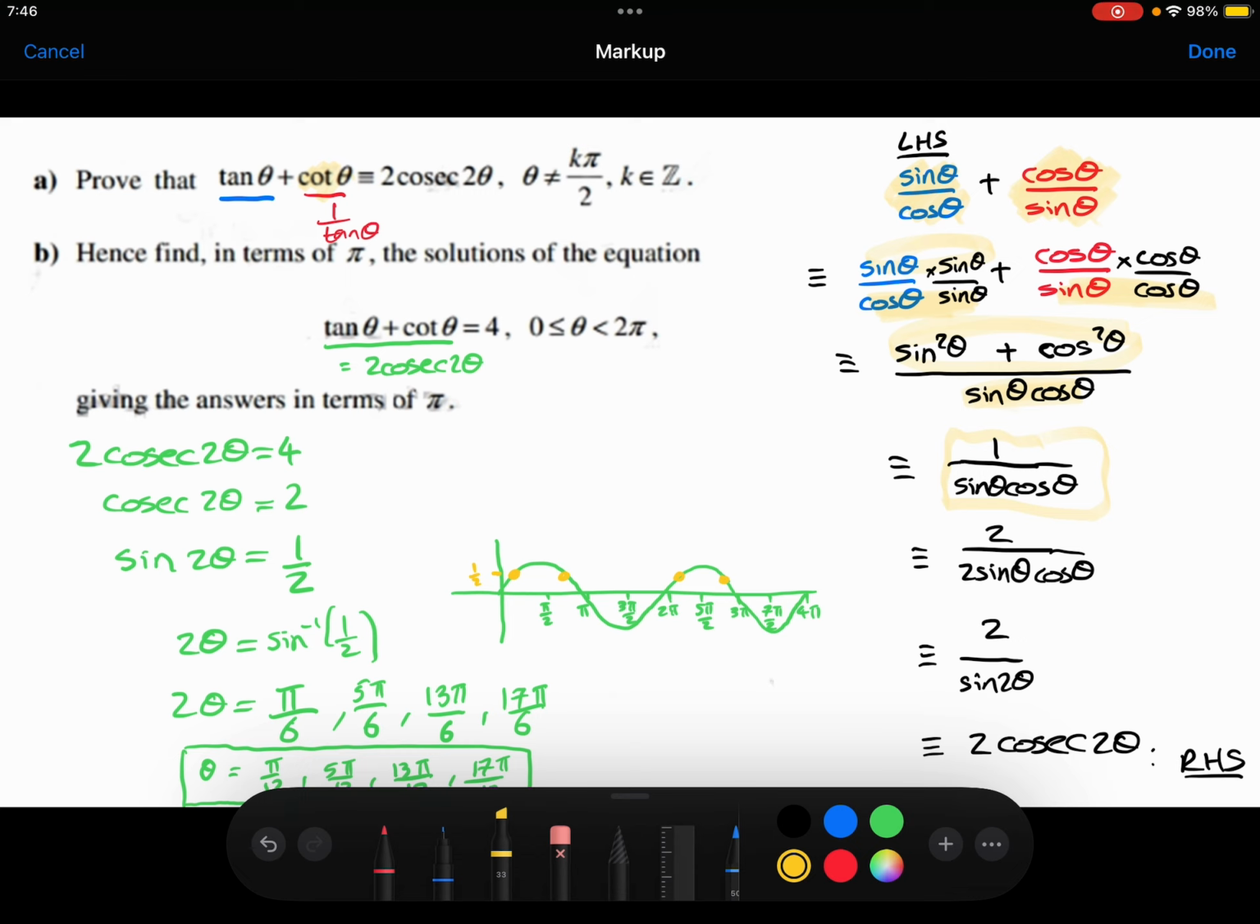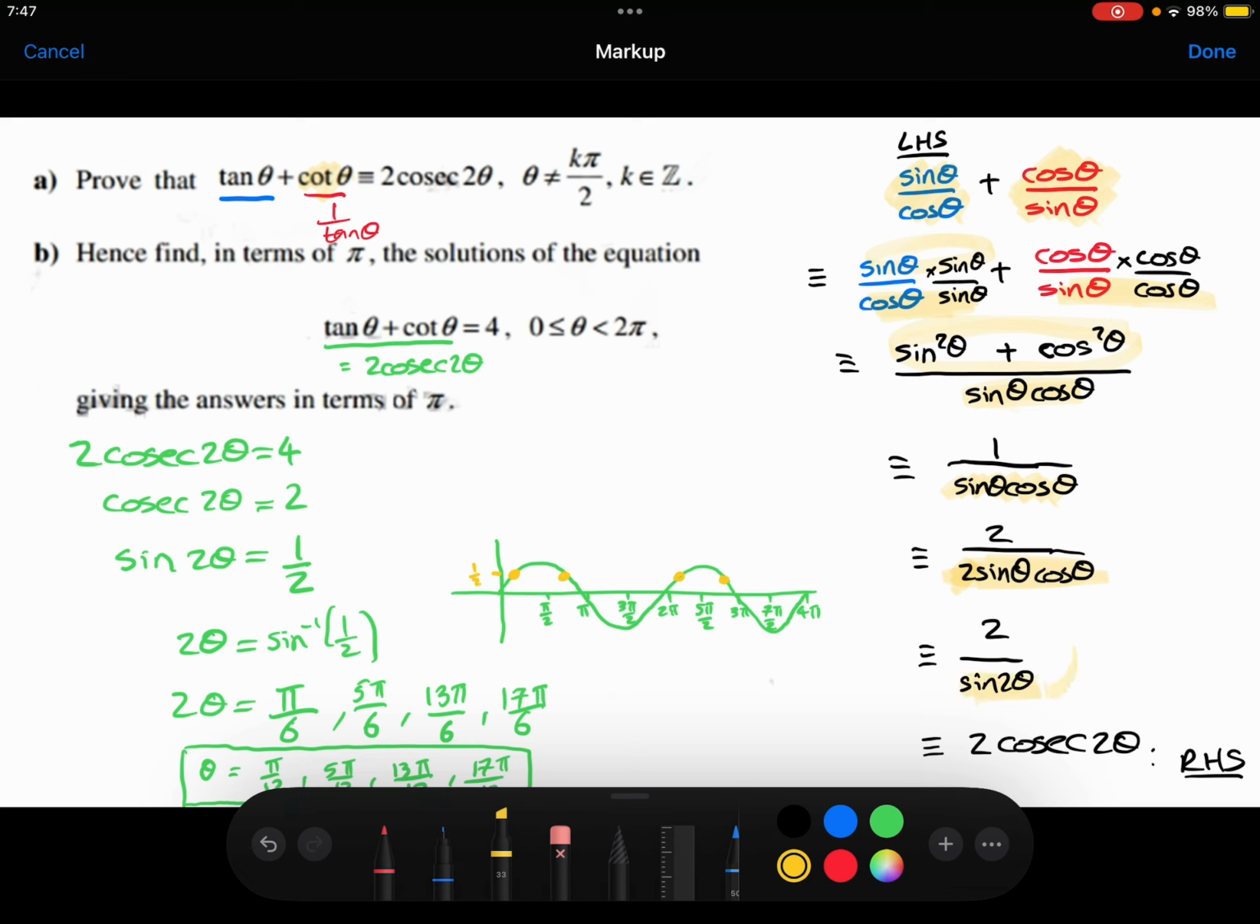That sine theta cos theta on the bottom there, I'm noticing that that's quite similar to the sine double angle. And I want to end up with a double angle. I can see that from my result here. I want to end up with the cosec 2 theta. So I want to be able to rewrite this with a double angle. So what I've decided to do is times the bottom by 2 and the top by 2. That way, this denominator is now exactly the same as sine 2 theta.